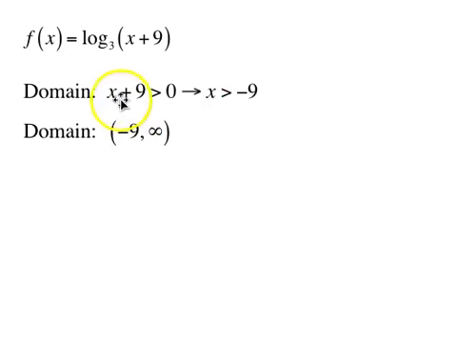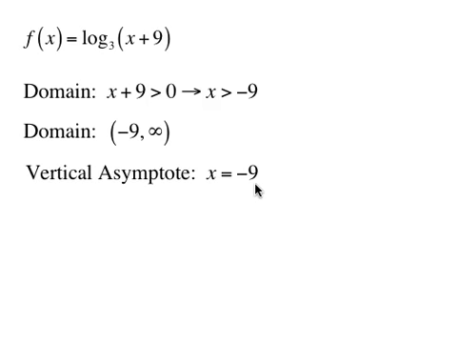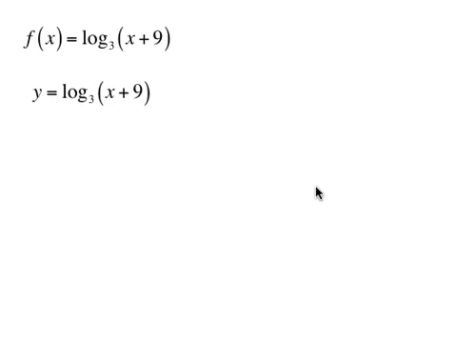If I want to use interval notation, round bracket from -9 to infinity. Vertical asymptote, again, nothing happens to the left of -9. We'll have a vertical asymptote at x equals -9. Do some analysis with this. Let's say y equals log base 3 of x plus 9. I'm going to rewrite it that way.